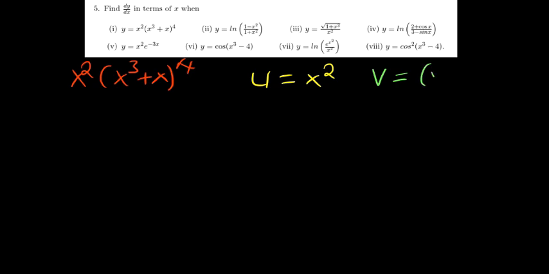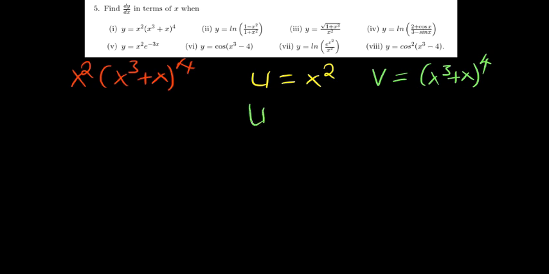So we have x squared multiplied by x to the power 3 plus x to the power 4. So this is a product of two functions. Okay? So let's call the first function u, which is x squared, and then the other one, v, will be x to the power 3 plus x to the power 4, right? So now we have to differentiate all these.